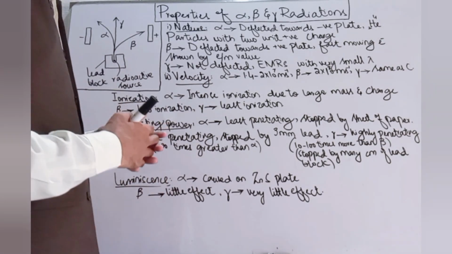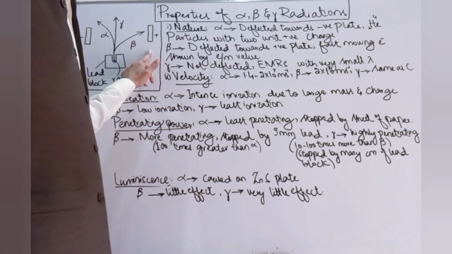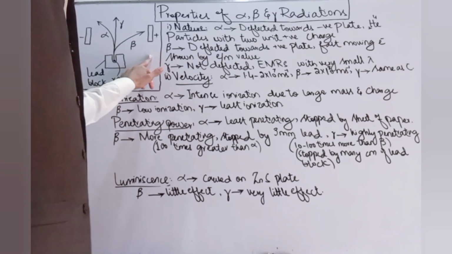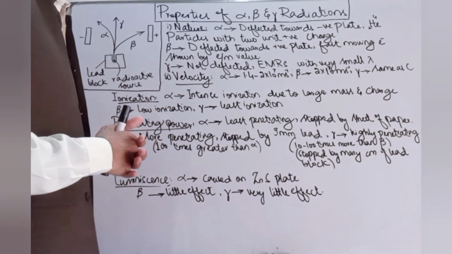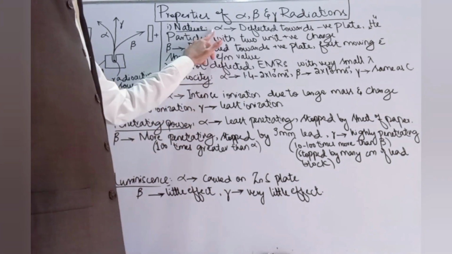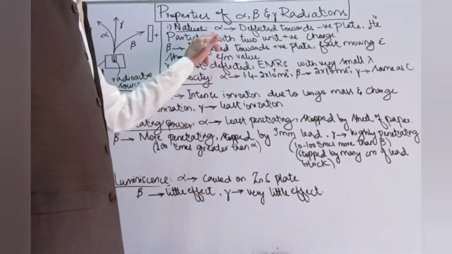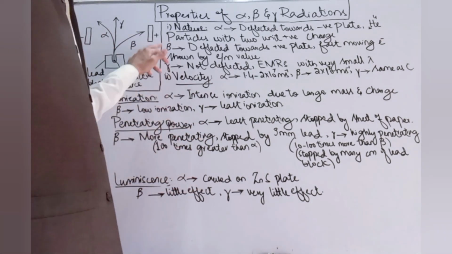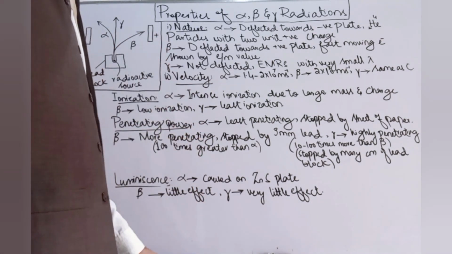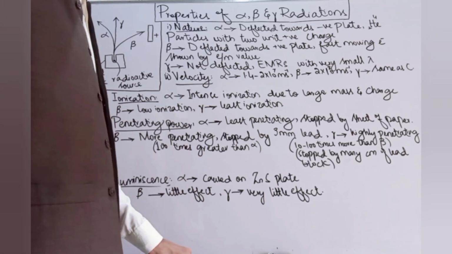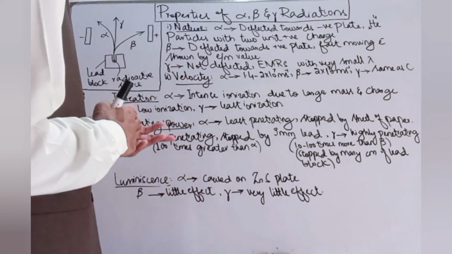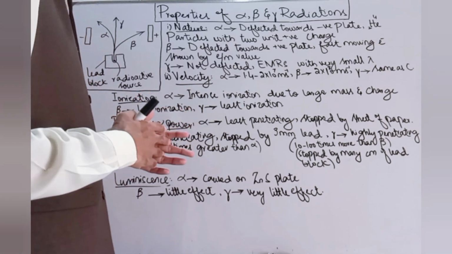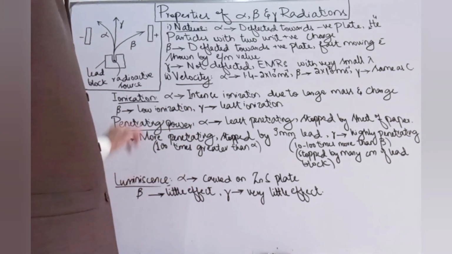So here we are going to discuss in detail the properties and the nature of alpha, beta and gamma radiations. First of all, we are going to discuss the nature of these radiations. Alpha rays are deflected toward the negative plate, and it shows that these are positively charged radiations. Rutherford and other scientists worked on the composition of alpha radiation, and they concluded that alpha radiations are actually helium nuclei, having a 2-unit positive charge.